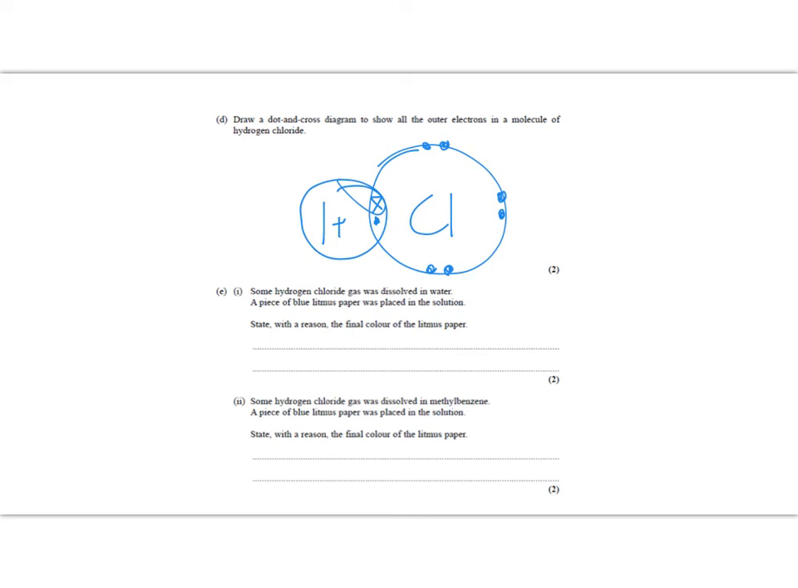Now, when you dissolve hydrogen chloride in water, this molecule breaks up. It dissociates, and you form H+ ions, which cause acidity. So the colour of litmus paper, when you put it in that solution, is red. Okay, because you've got H+ ions present, so you've got an acid.